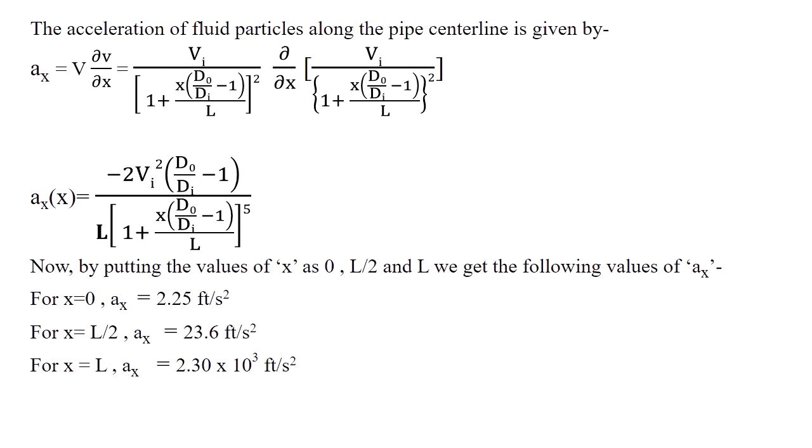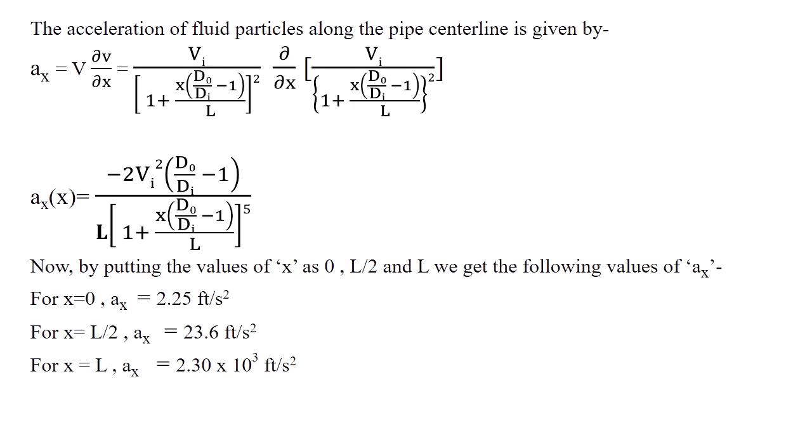Now the acceleration of fluid particles along the pipe center line is given by this equation: Ax equal to V del V by del x. This is the formula, and now we will put the values of V here, and after simplifying this we will get Ax, that is acceleration in x, as minus 2 VI square within bracket (D naught by DI minus 1) divided by L, into (1 plus x within bracket (D naught by DI minus 1) divided by L) whole to the power 5.